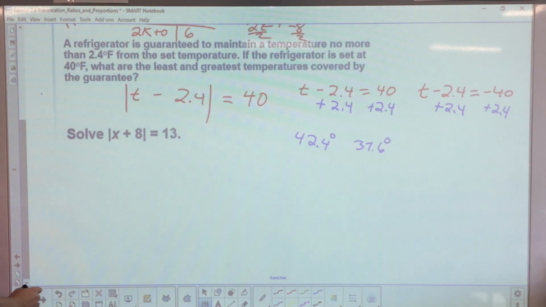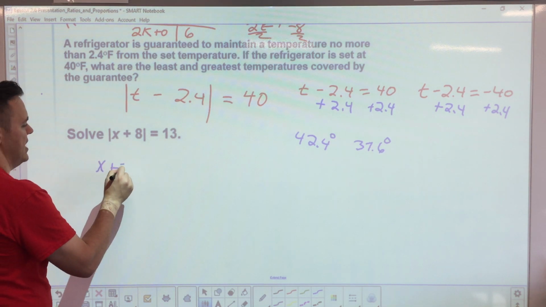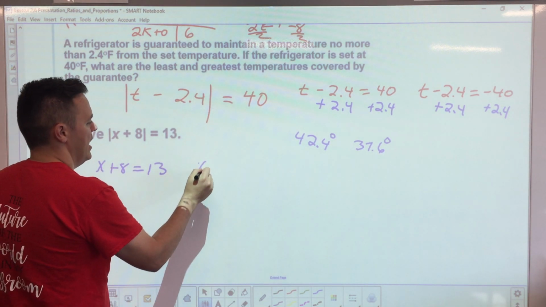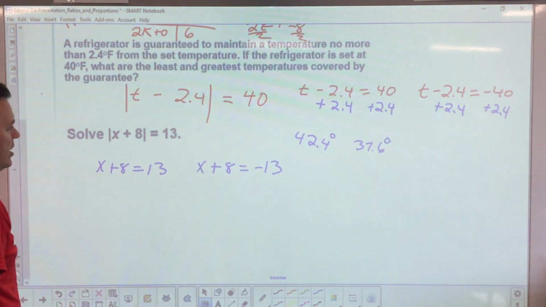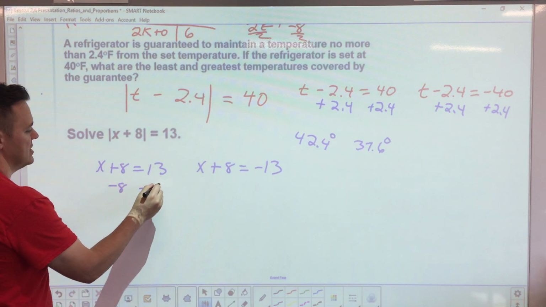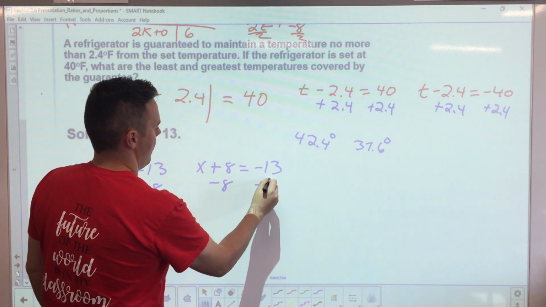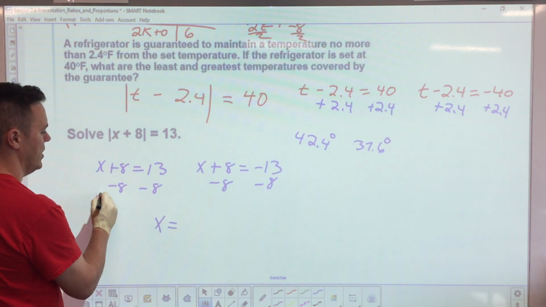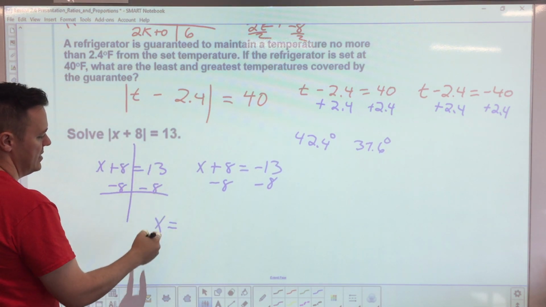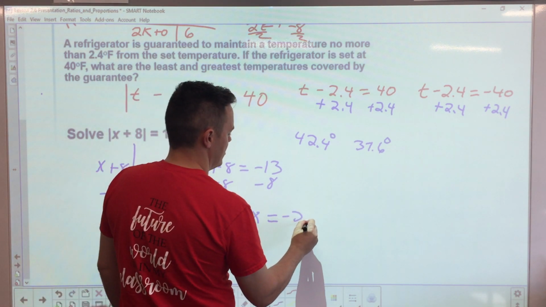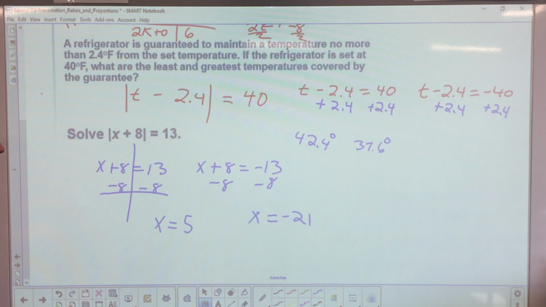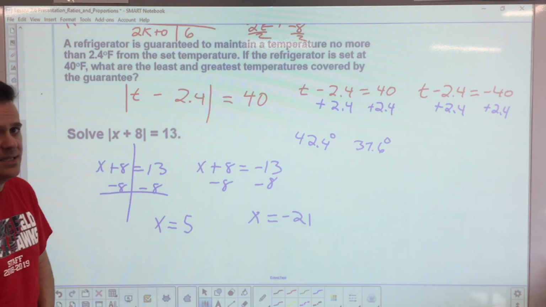All right, move on. This one here, you set up x plus 8 equals 13. x plus 8 equals negative 13. All right, you solve it up, same thing. Okay. Subtract 8 from both sides. You get x equals what? 13 minus 8, that would be 5. x equals negative 21. All right? Simple setups. Hopefully you guys got it. Plug it back in if you want to test it out as well.